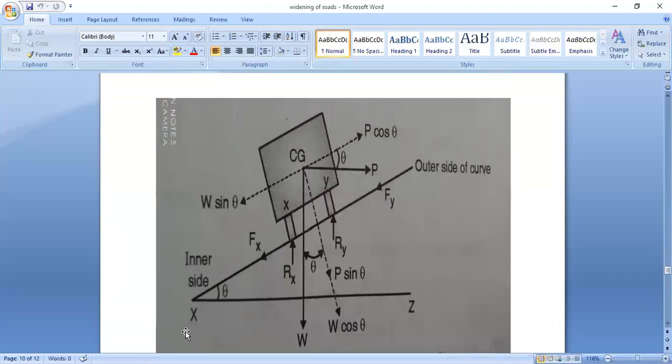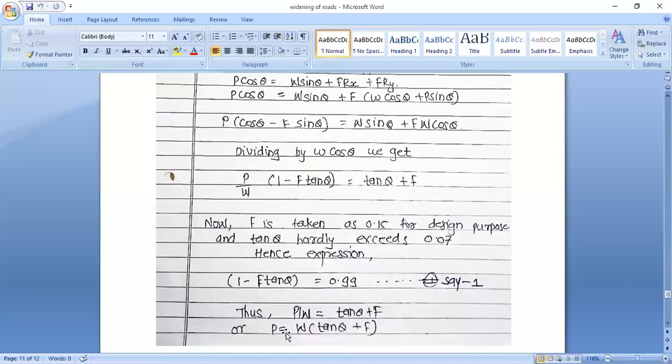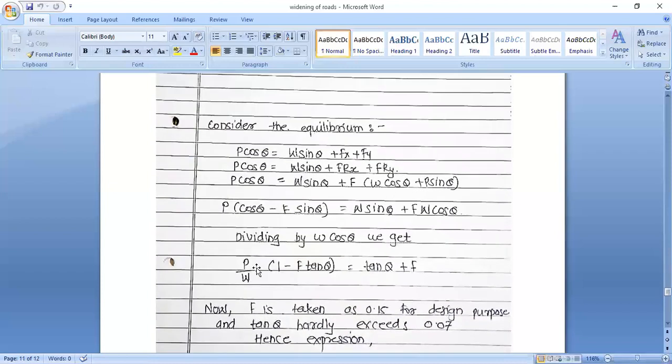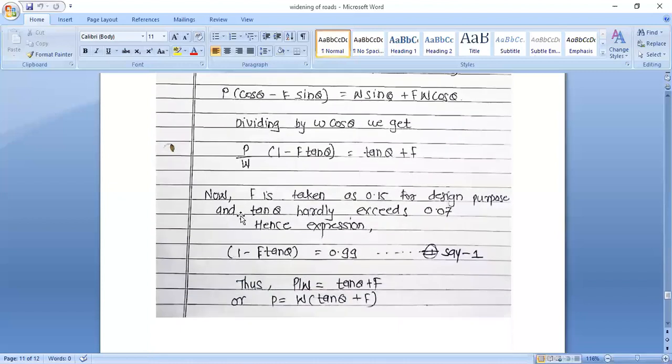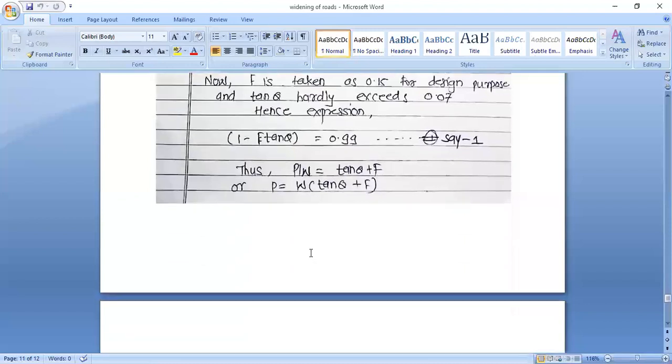This is the diagram of super elevation, which we have already explained. Then we considered the equilibrium condition. From this equilibrium condition we get the derivation P by W is equal to (tan theta plus F) divided by (1 minus F tan theta). Try to solve this equation. Then we considered F has value 0.15 and tan theta has value 0.07, and the equation becomes P by W is equal to tan theta plus F. Then P is equal to W (tan theta plus F).